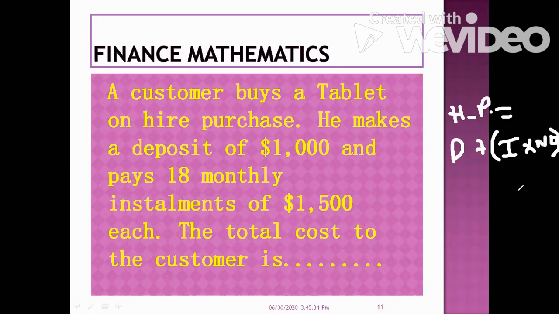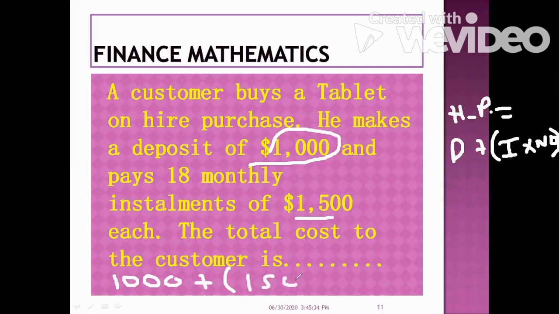I don't have enough space to write out all of that, but let me just say it again. Hire purchase is equal to your deposit plus the installment. The installment is how much you're going to pay per month, and the number is the number of months. So get this question here. You make a deposit of $1,000. So what we have is 1,000 plus the installment. How much you pay per month? 1,500. And how many months? 1.5 years or 18 months.